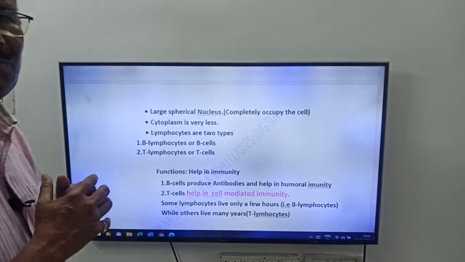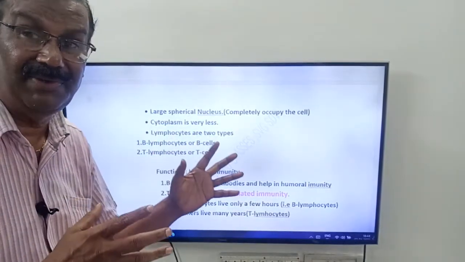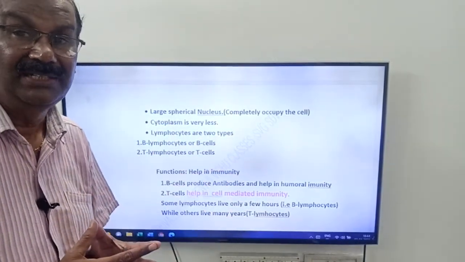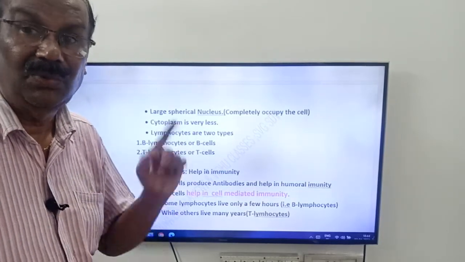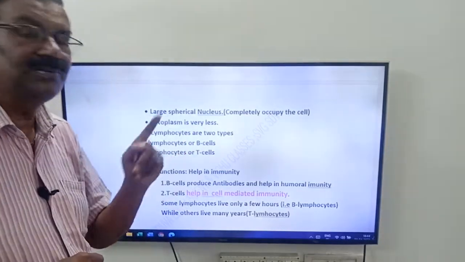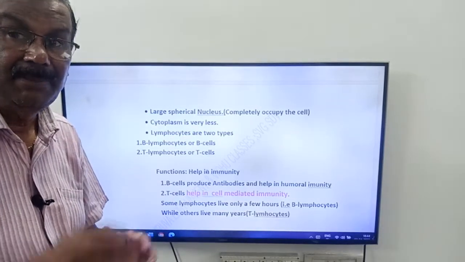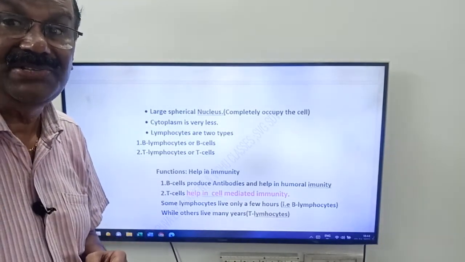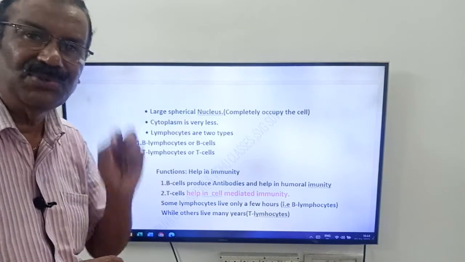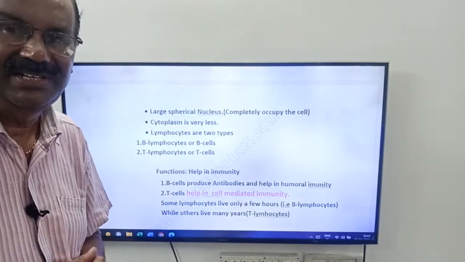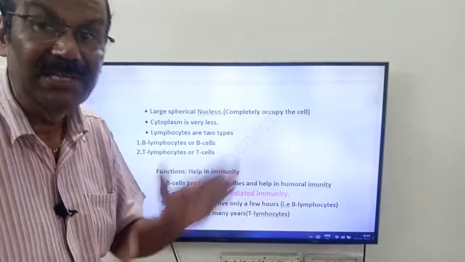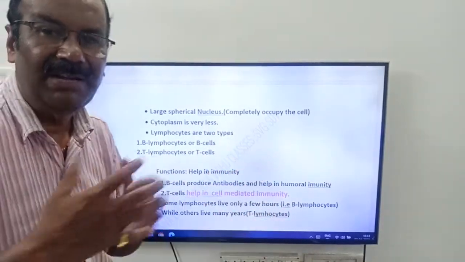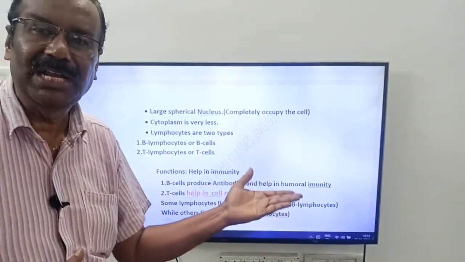These lymphocytes are two types, friends. Very, very important, please don't forget, lymphocytes are 2 types. We'll discuss this in the second year also. What are they? B lymphocytes and T lymphocytes. B lymphocytes are also called B cells. T lymphocytes are also called T cells.